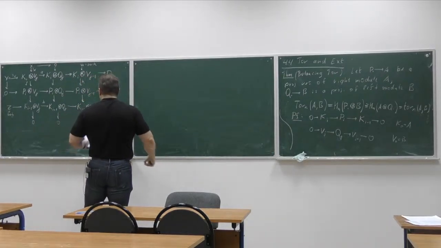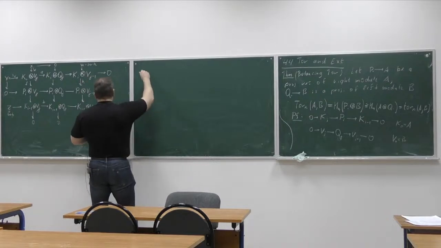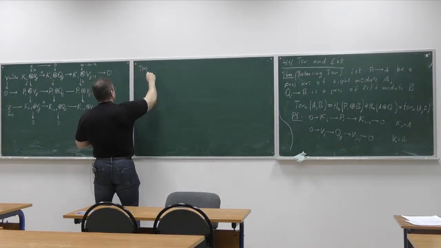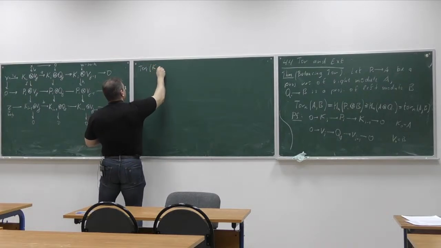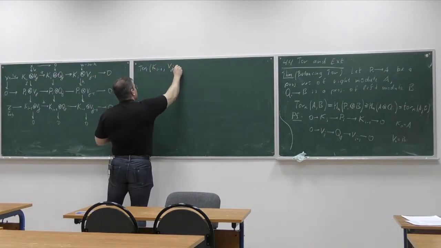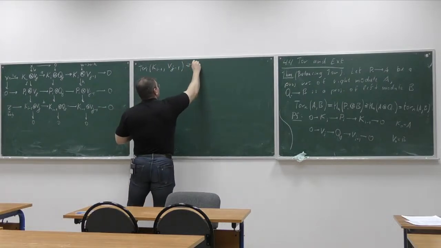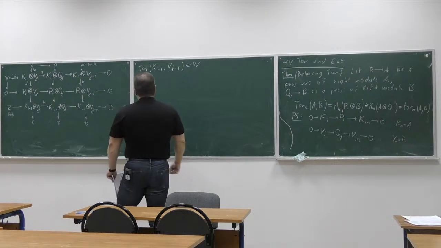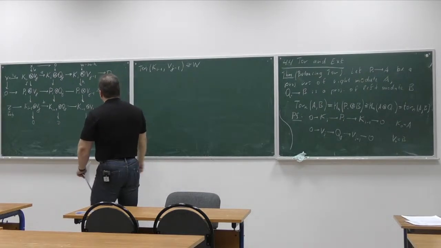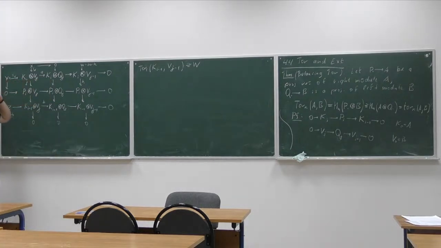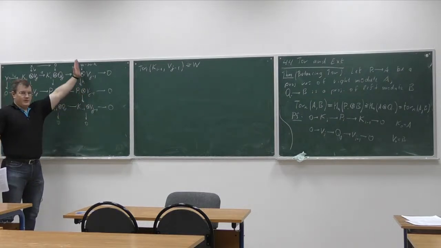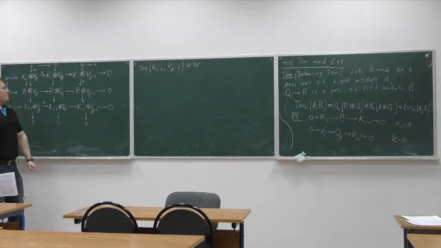Well, first of all, let's identify what W is. I claim that the Tor 1 of K with the index i minus 1, V with the index j minus 1 is isomorphic to W. Well, for this, we just need to look at this column and imagine what would be the corresponding long exact sequence. And you'll see that the kernel of this map H is precisely the Tor 1.